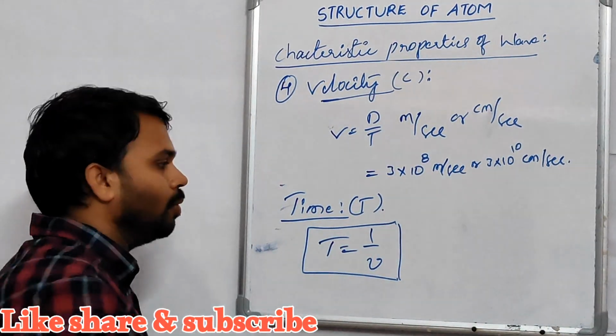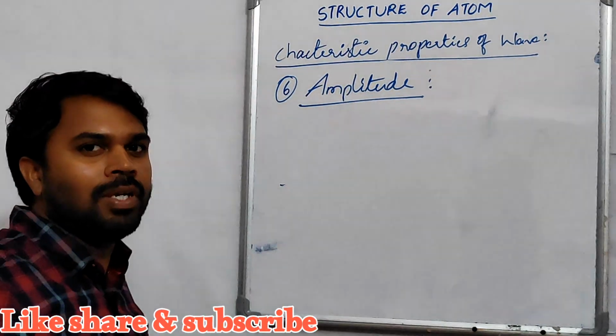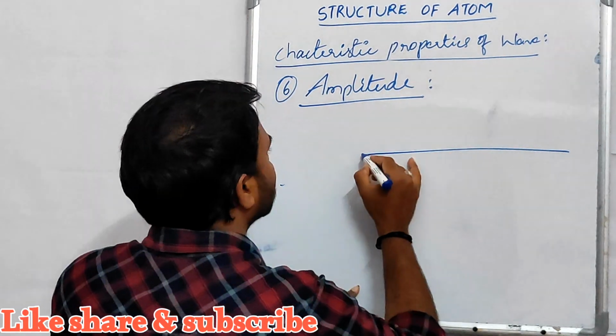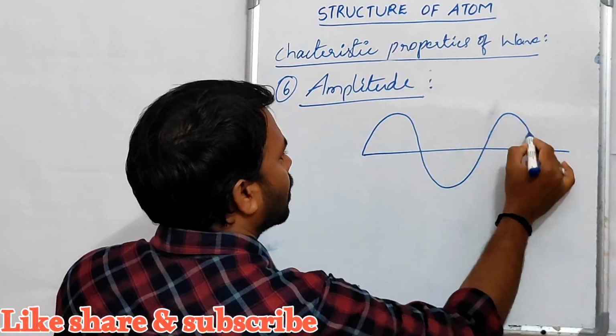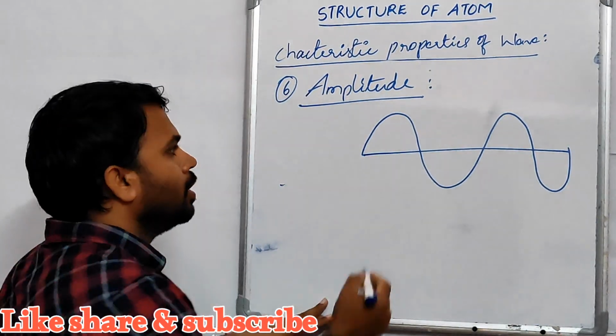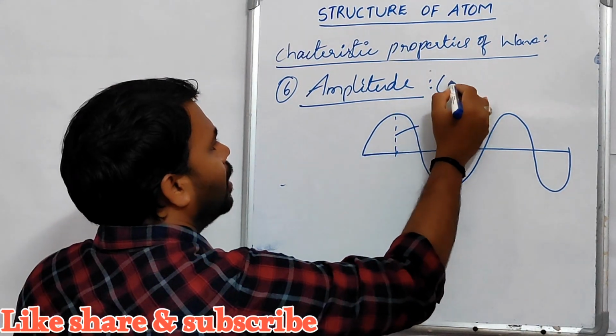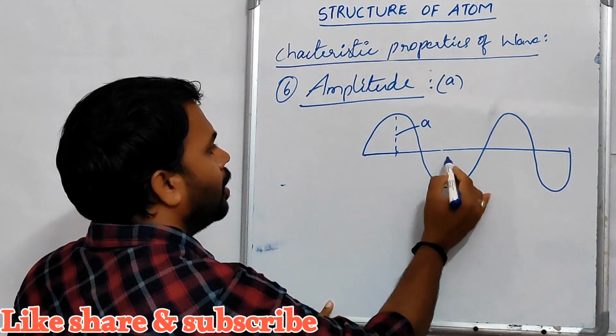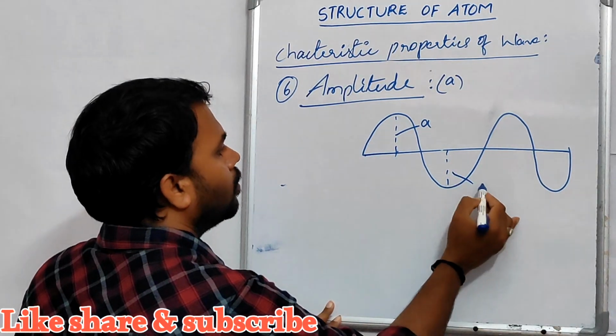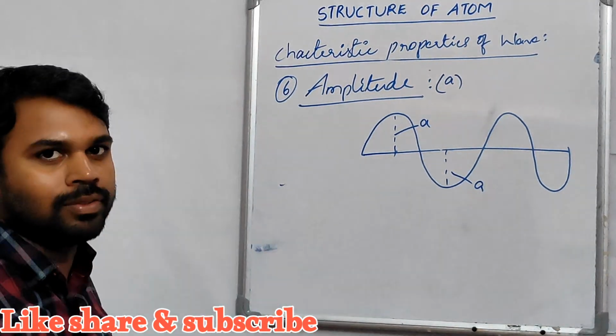Now come to the amplitude. Amplitude is nothing but the height of the crest or depth of the trough. This is the height of the crest, amplitude. It is indicated with A. The depth of the trough is called amplitude.